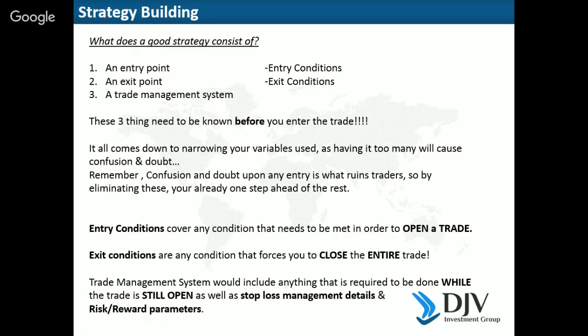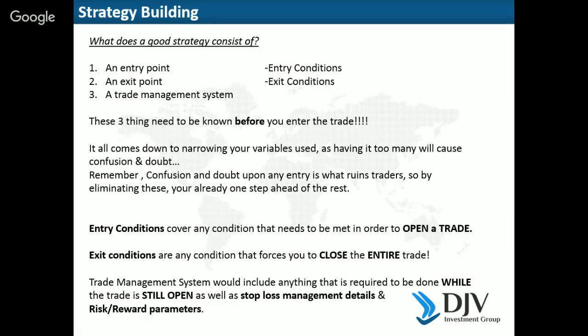Okay, so now we're going to look at the different components that are needed. There are three things that are needed whenever we put any type of strategy together. The first thing is what we call entry conditions. Entry conditions would be any condition that needs to be met in order for you to open the trade, to enter it. And that's it.